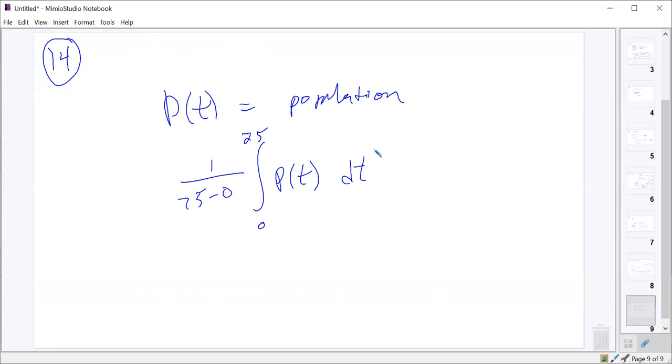And you'll just plug in your P of T function, which was 6e to the 0.024 T, and integrate this. That's the setup. I don't offhand know what it comes out to be. I can flip and look. Anybody know offhand what that is? Looks like it comes out to be 8.2. So 8.2 billion. Does that make sense to everybody? Any questions there on 14?